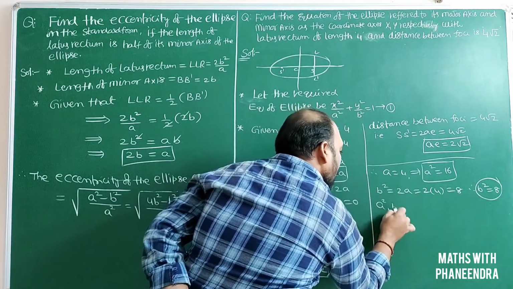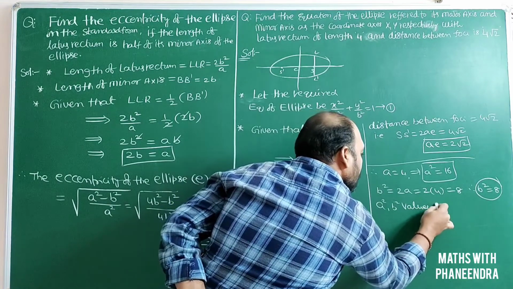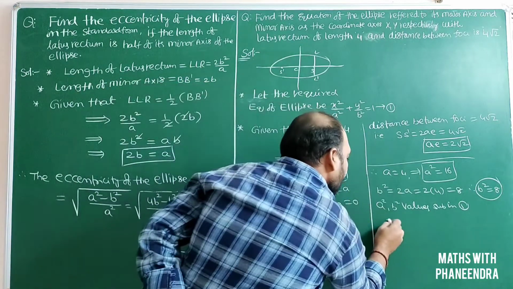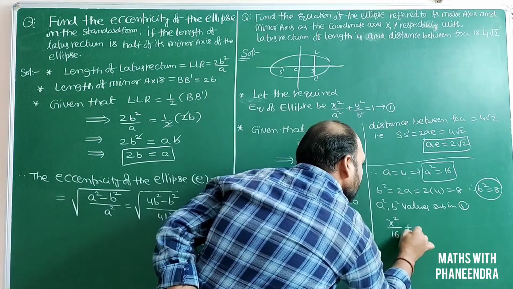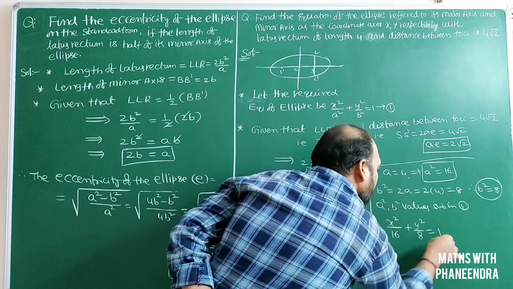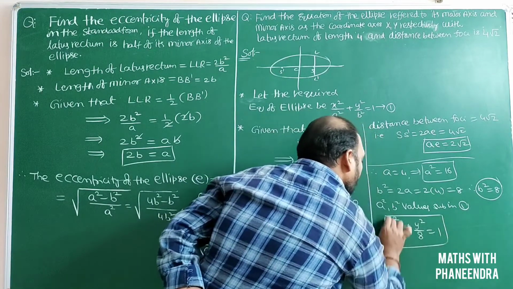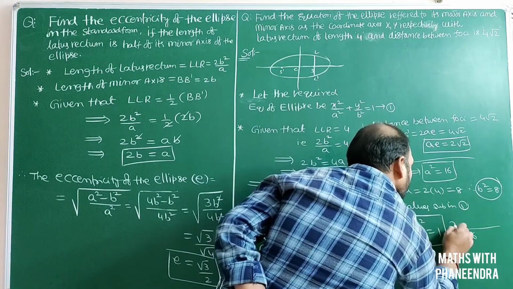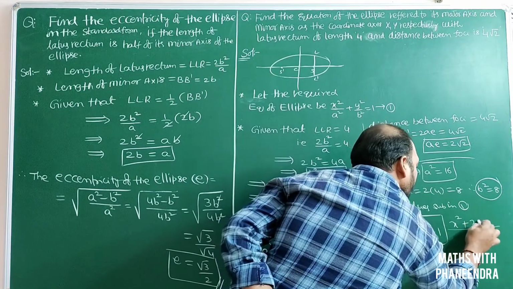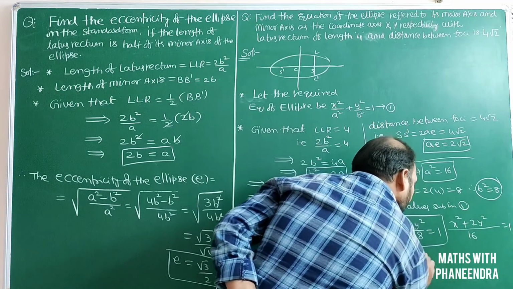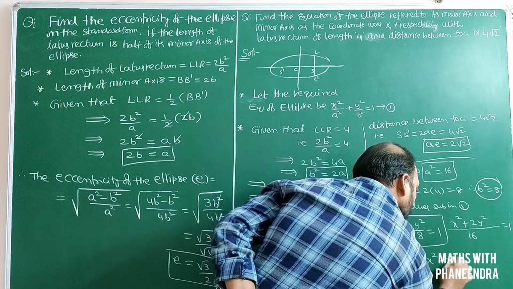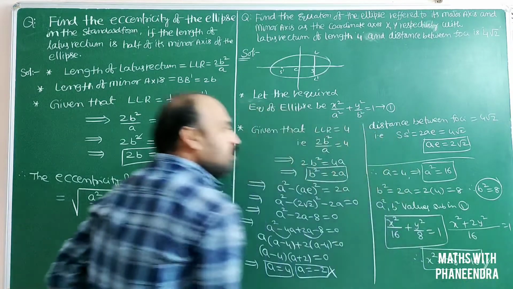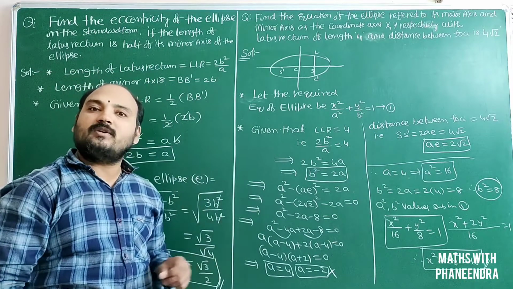So a square and b square values substitute in equation 1. So we get x square by 16 plus y square by 8 equal to 1. If you want to take LCM, you can. 16 is the LCM. 16 ones are x square plus 8 twos are 2y square. So therefore, x square plus 2y square equal to 16, which is the required equation of ellipse in the standard form.